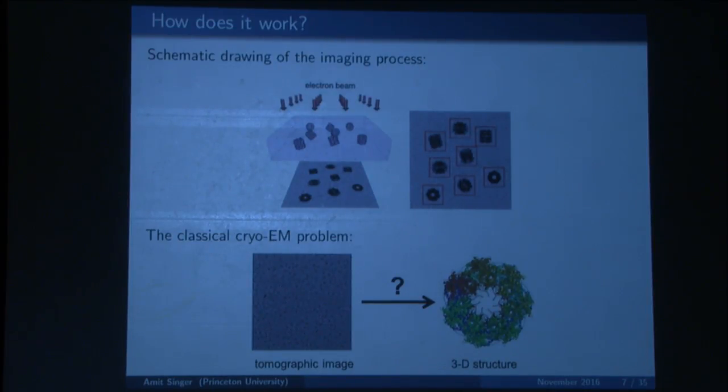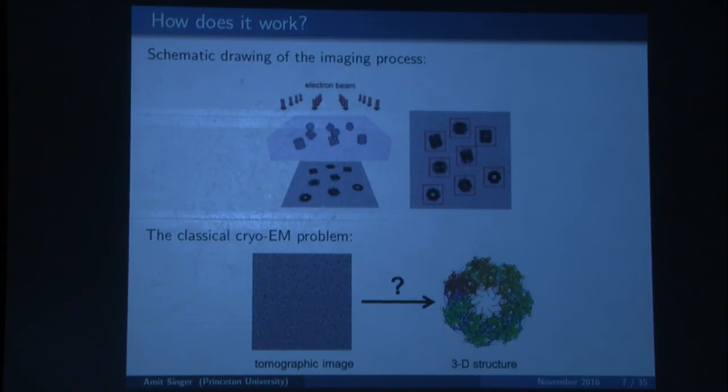So by tomographic images, what I mean is the path integral of the scattering potential created by the molecule. However, these images are actually very noisy. They don't really look like the images that I show you here.